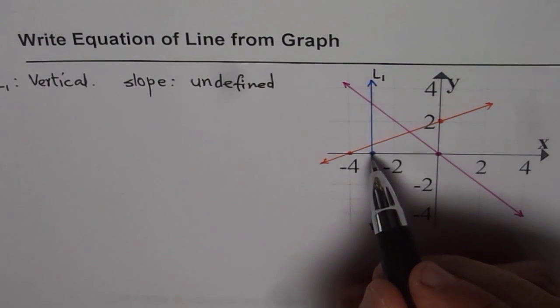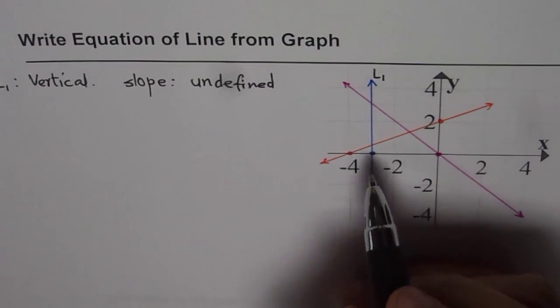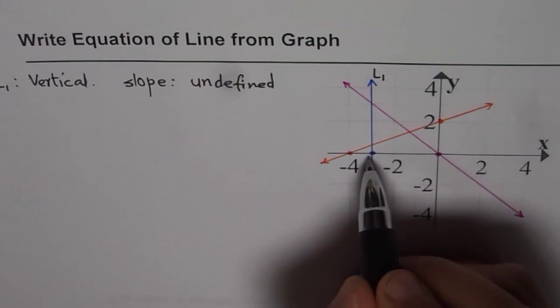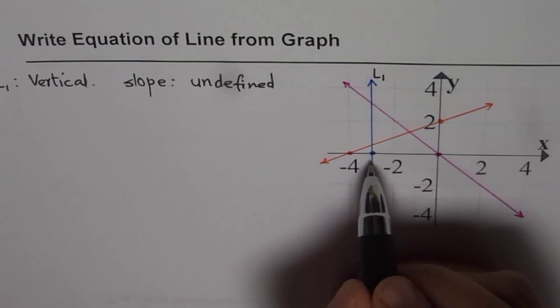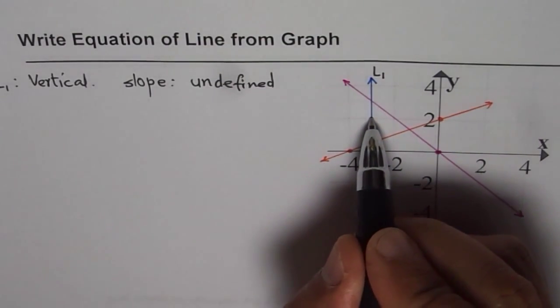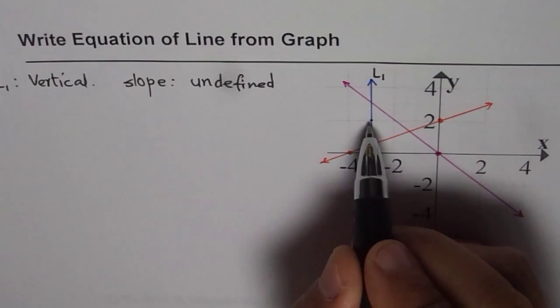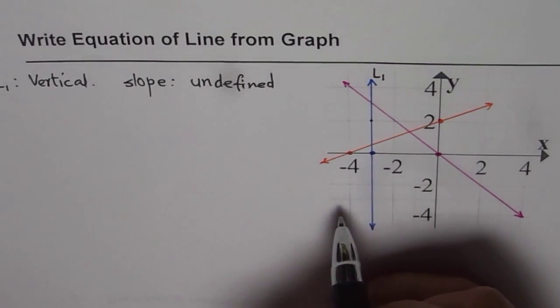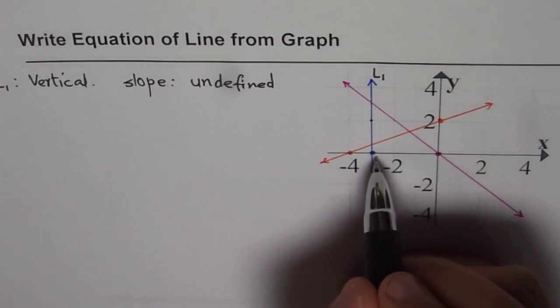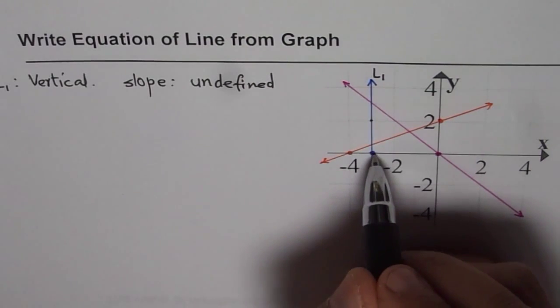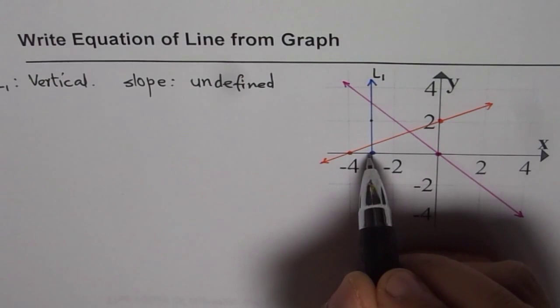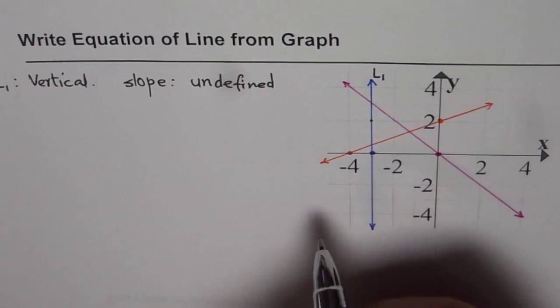Why is it undefined? Let us consider 2 points on this line. One, we have the x-intercept here, which is minus 3. Let me take any other point here, which in this case is a y value of 2 at an x value of minus 3. Now the rise here is 2 units, but the run is 0. So 2 divided by 0 results in an undefined value. Since you cannot divide by 0, you have an undefined slope.